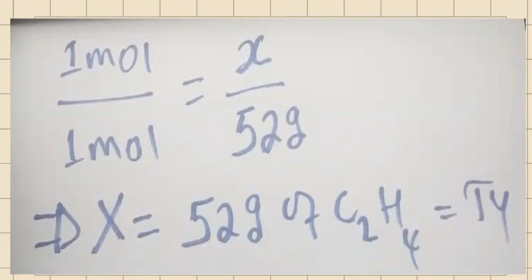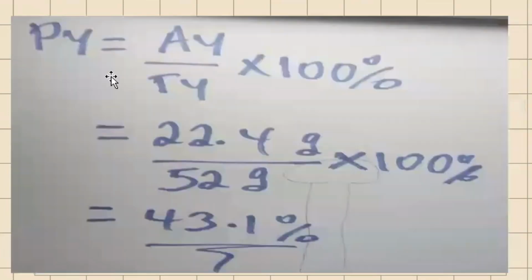The actual yield is given. Therefore, percentage yield equals actual yield divided by theoretical yield multiplied by 100%. This equals 22.4 gram divided by 52 gram multiplied by 100%. This gives 43.1%. This is not a multiple choice question, but it is a work-out question. We have only the answer, which equals 43.1.